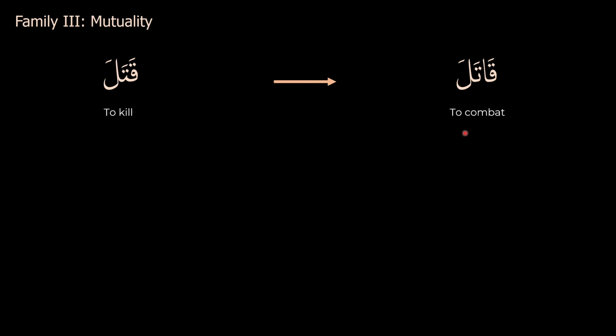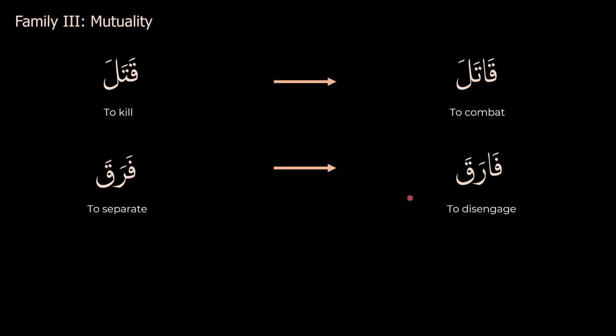And then let's take a look at another example. Here we have faraqa, to separate, and then faraqa, to disengage. Meaning if you want to disengage, it has to do with someone again, right? Or like something. So again, mutuality concept. And then, for example, masha is to walk, but masha is to walk together. Again, you can see mutuality is obvious here.